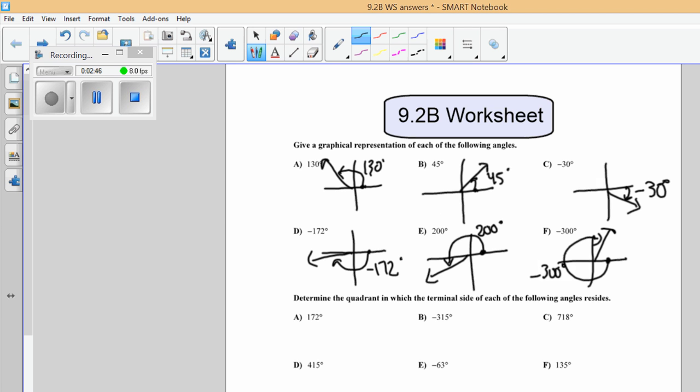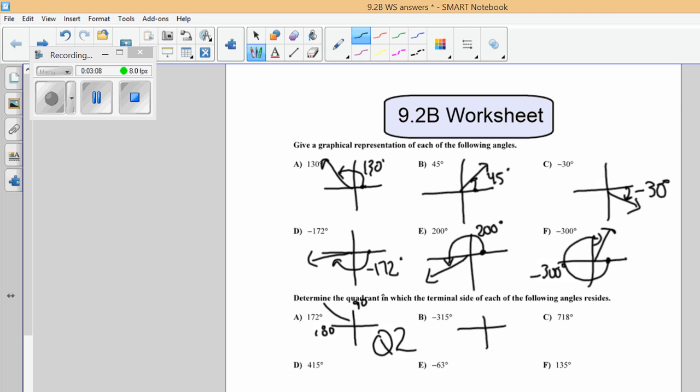Now, determining the quadrant is almost exactly the same thing. It's a little bit easier though because you don't have to be as precise about it. So you're just thinking, this is 90, this is 180, 172 is definitely over here somewhere. That is quadrant 2.